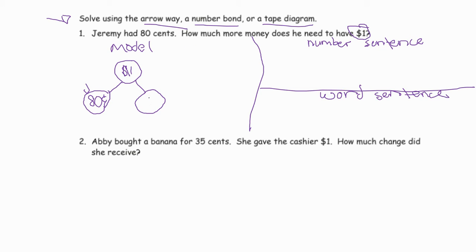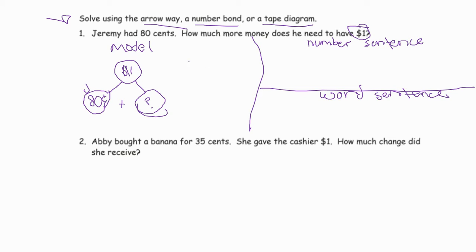Now we need to find what this one is. So what is the missing number? So 80 plus what equals $1? 80 cents plus what equals $1? So they can find the missing number and put that there, which is obviously 20 cents.